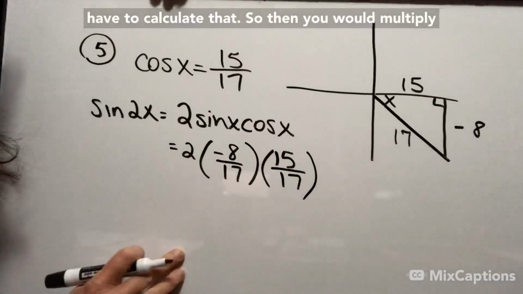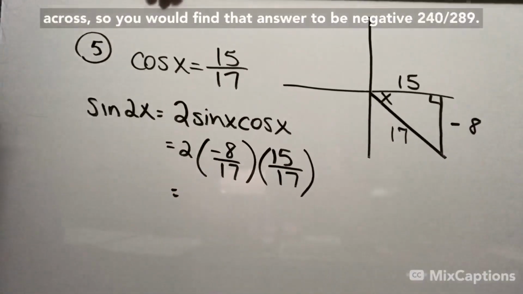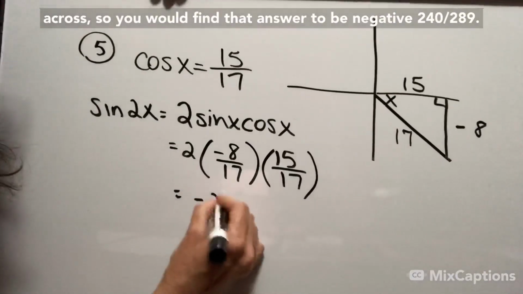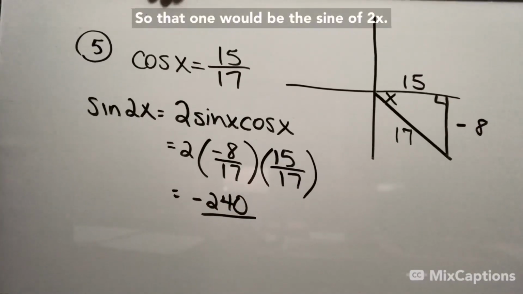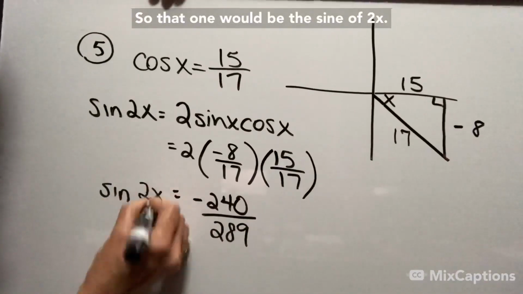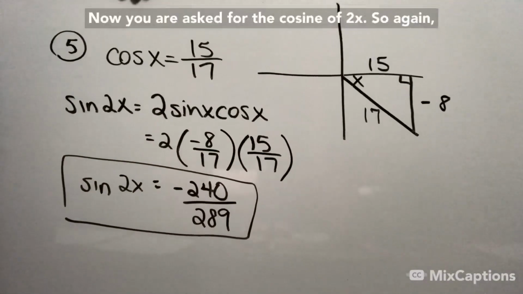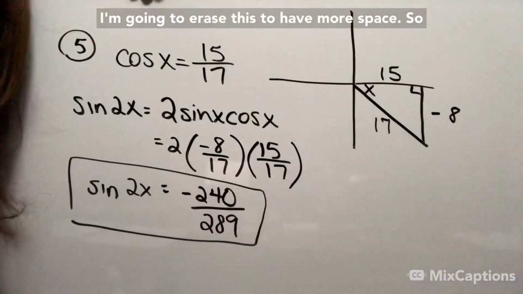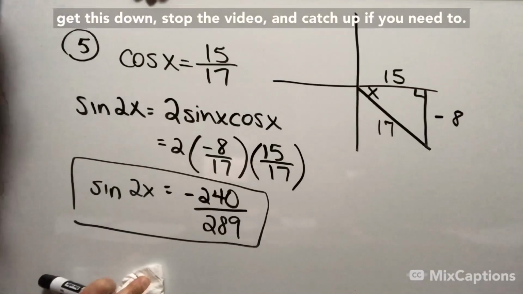Okay. So then you would multiply these, so fractions are just multiplied straight across. So you would find that answer to be -240 over 289. So that one would be the sine of 2x. Now you are asked for the cosine of 2x. So again, I'm going to erase this to have more space. So get this down, stop the video, and catch up if you need to.